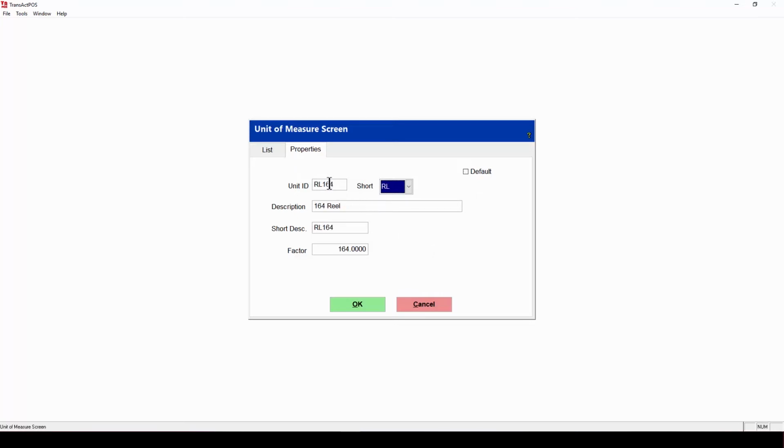Now here we have a reel 164. And the reason we do this is because you may have something like, in this example, we're going to look at is chain, where it is a single reel of chain that we receive. And in this example, it's a Do it Best reel. We receive a reel of chain, but within that single unit, there are 164 single units. In the example of chain, it's one single reel. We receive 164 feet. So in order for that item on the item screen to be represented correctly, we need to make sure that we have a unit of measure set that reflects that relationship.